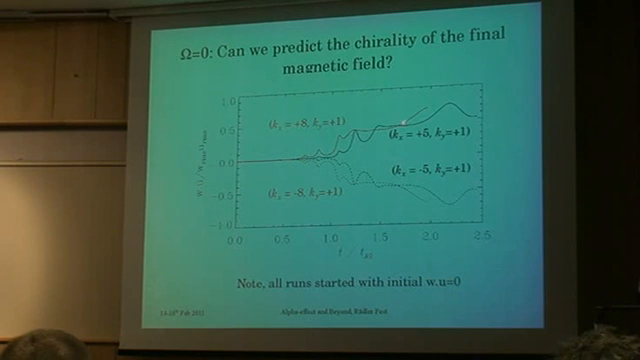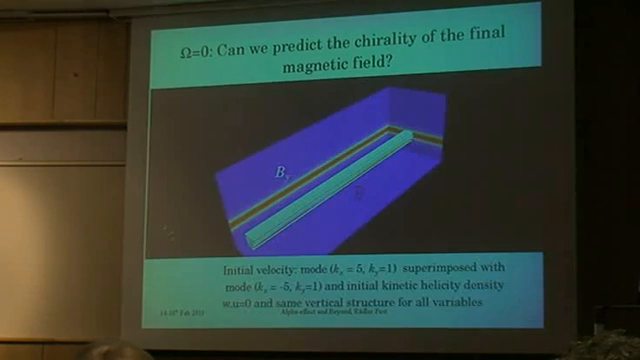I get exactly equal and opposite kinetic helicity ω·u. Similarly for these two cases where kx is +8 and -8. And note that we started all runs with initial ω·u equal to 0. So now you might think that suppose I add this mode and this mode and feed it into the system, then the initial helicity would be 0.